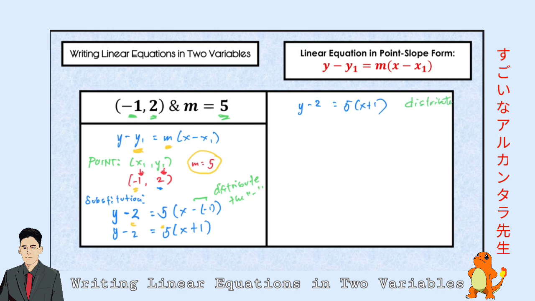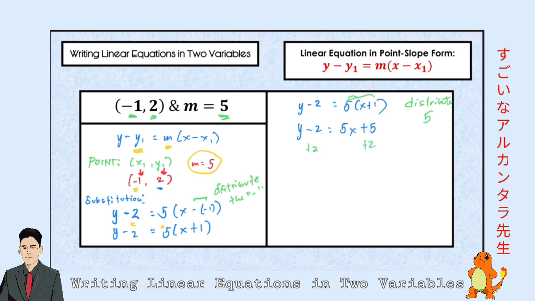Sir, why are we distributing the 5? Because 5 is next to a binomial factor, or something that we call a parenthesis. This implies multiplication, so multiply 5 to x, multiply 5 to 1. So you have y minus 2 is equal to 5 times x, it's 5x. 5 times 1, that is equal to 5. And if you want to put this first in slope-intercept form, what we can do is to isolate the y variable. Let's add 2 to both sides.